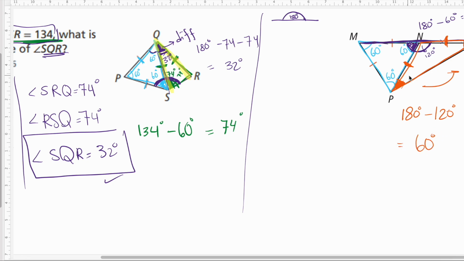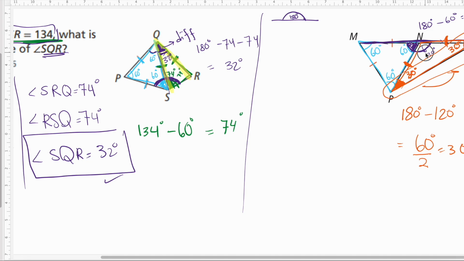Now the 60 is not the measure of each, it's the measure of both of them. Okay? How can I find each? You need to divide by 2 because I have 2 missing angles. So it's going to be 30 degrees each. Each one will be 30 degrees.